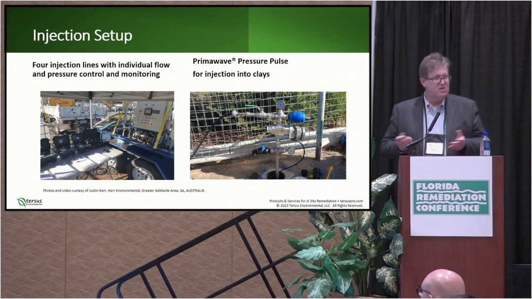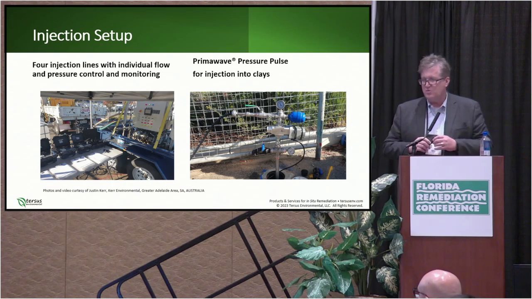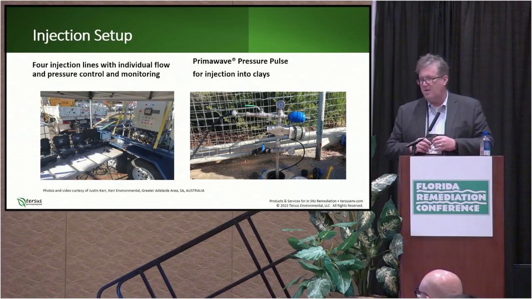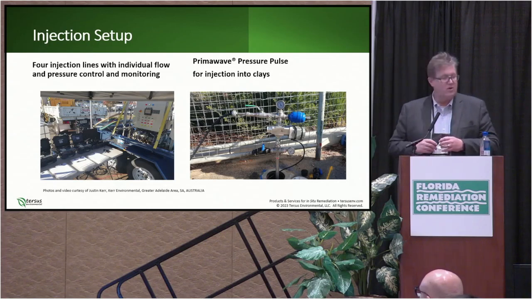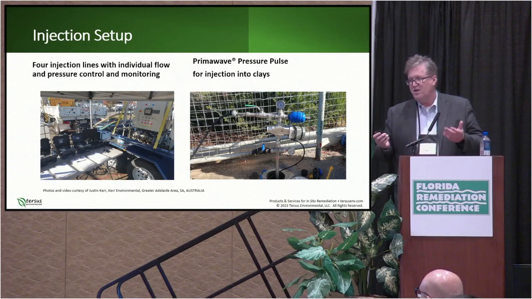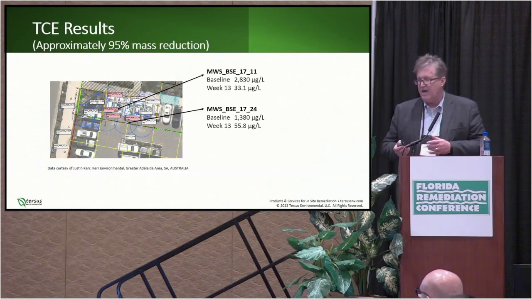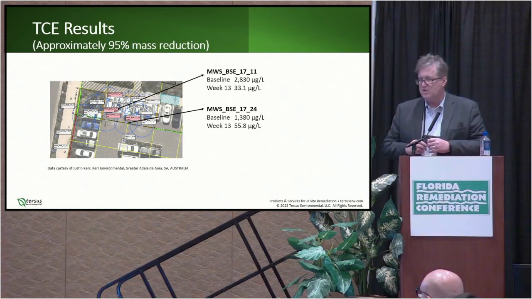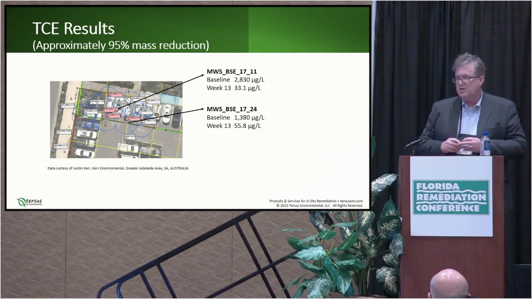Here's just some photographs showing the injection with the equipment. They were able to inject in multiple points at a time. And here I'm showing a photograph of the pressure pulse, the PrimeWave system that goes on a wellhead. This was a really tight clay aquifer, and hence that's why they used the pressure pulse system. But we really got pretty good results with it.